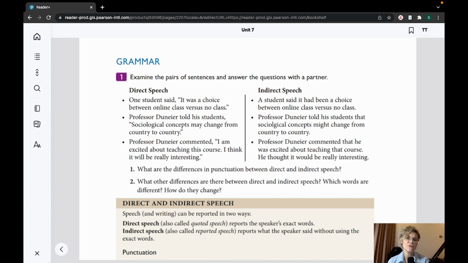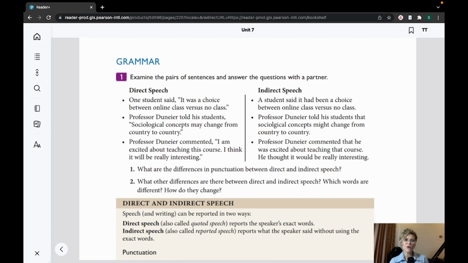Indirect speech, though, is like telling what has been said. A student said it had been a choice between online class versus no class. Professor Dunier told his students that sociological concepts might change from country to country. And Professor Dunier commented that he was excited about teaching that course. He thought it would be really interesting. Indirect speech is when you're stating something that has been said already.